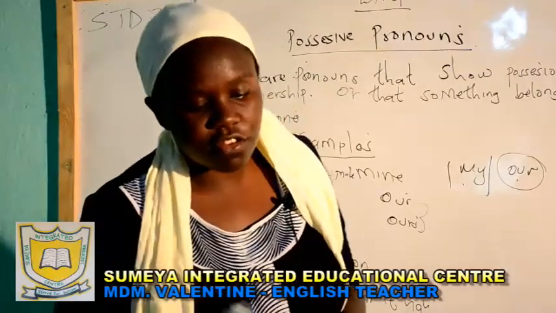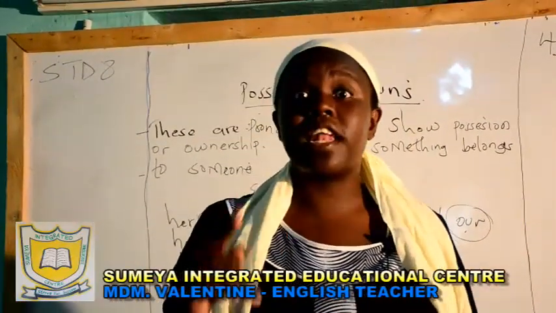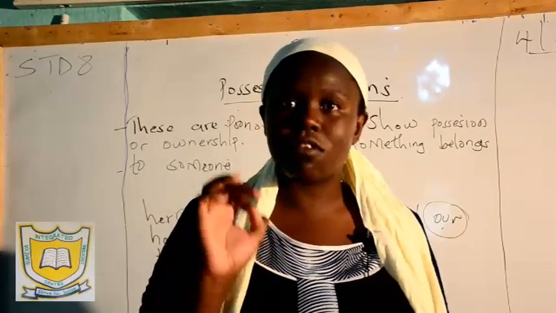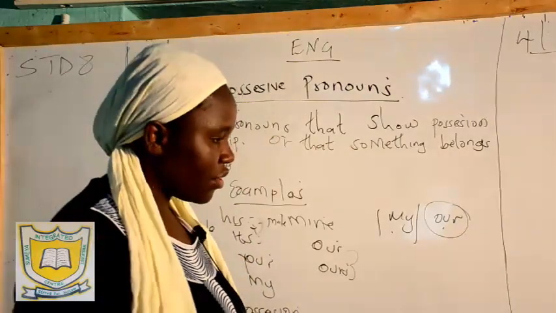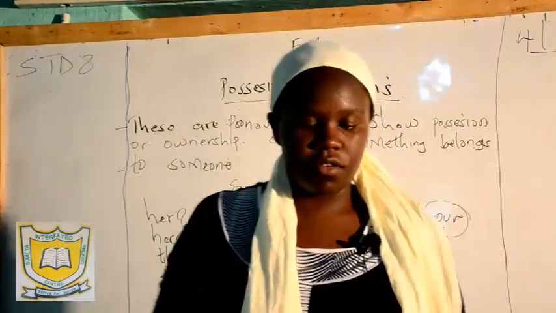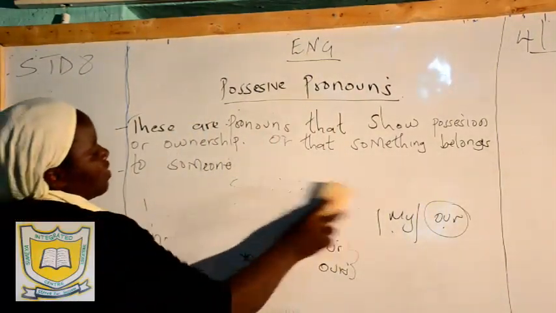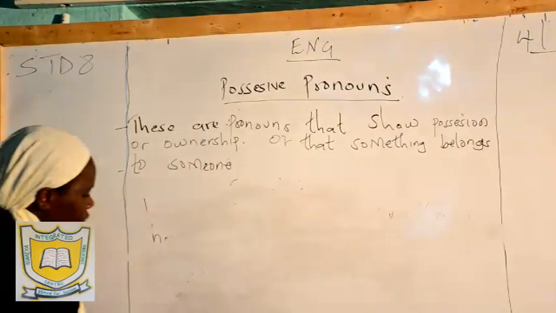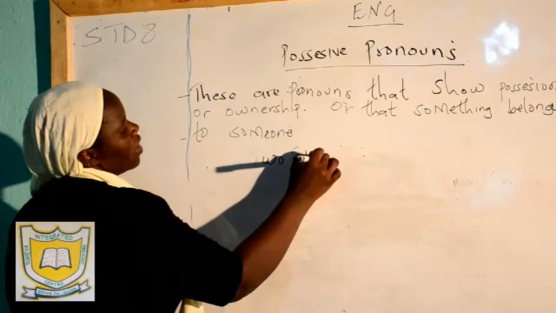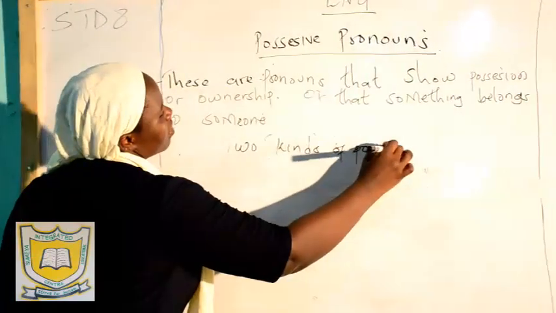But how are we going to use possessive pronouns in a sentence? There are some possessive pronouns that modify nouns in a sentence, and there are some possessive pronouns that are used in place of nouns. So we're talking about two forms of possessive pronoun. There are two kinds of possessive pronouns.